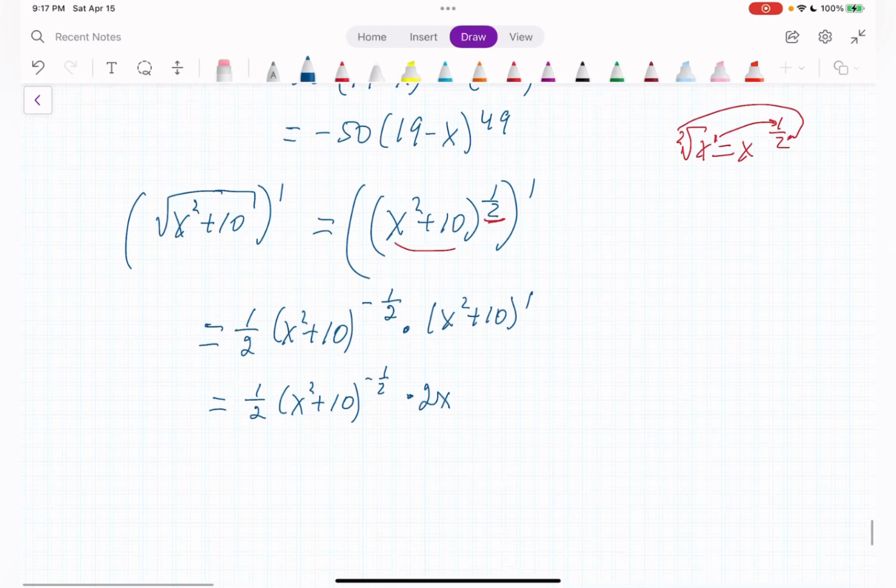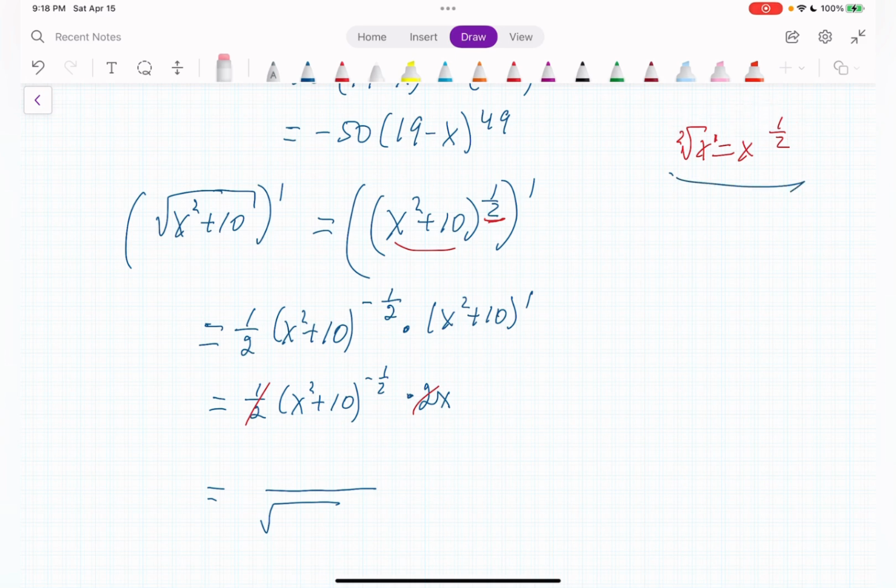As a result, we have 2 and we have 1/2, which cancel each other. Since we have negative 1/2, I put it in the denominator, bring it down, and 1/2 is a square root, right? Look here. Let me clean this connection so you can see. So it's going to be x squared plus 10 in the denominator, and on the top is going to be x.